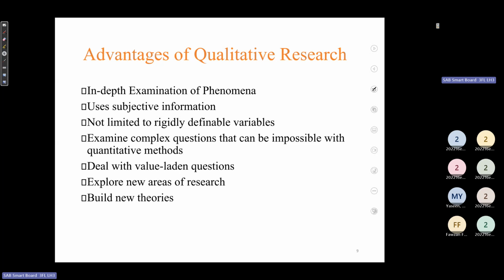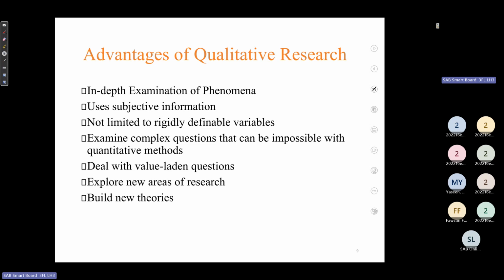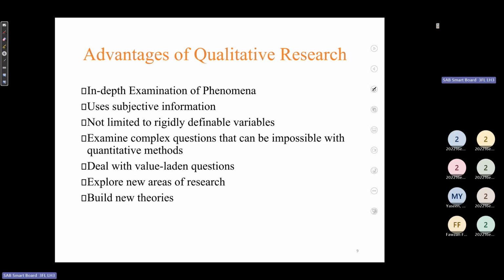But on the other hand, what are the advantages of qualitative research? If you talk about advantages, you compare with the disadvantages of another research approach. The advantage of one approach is the disadvantage of the other. Number one, in-depth examination. In quantitative research, can you perform in-depth examination? You can't. You are just looking at relationships between variables. In qualitative research, you perform case study research particularly and go in depth.